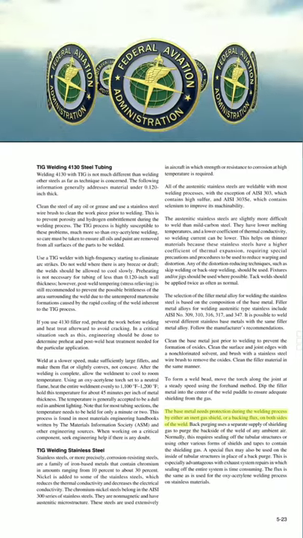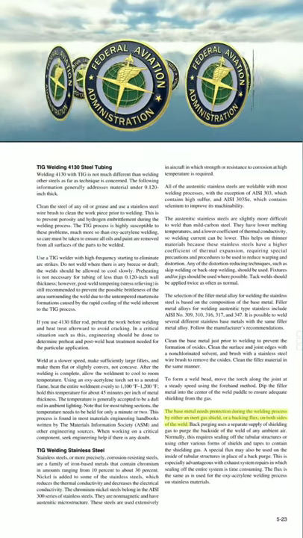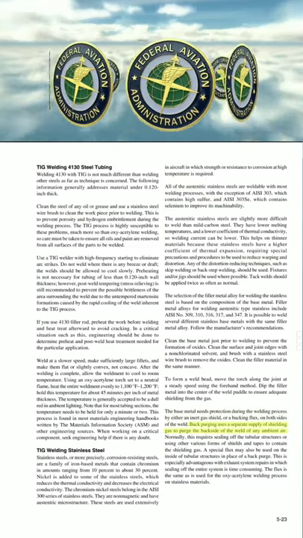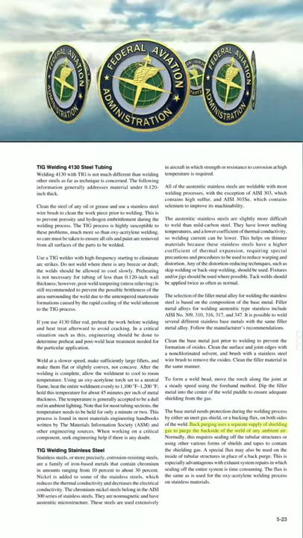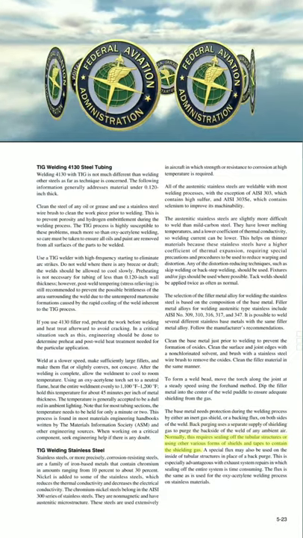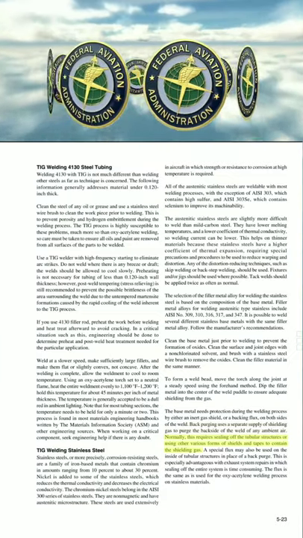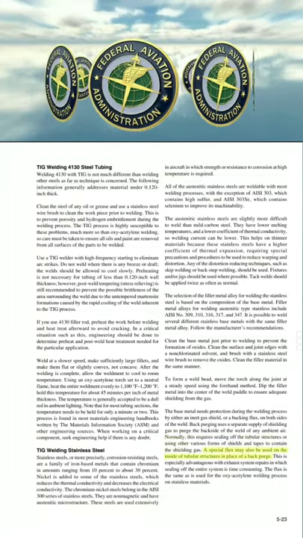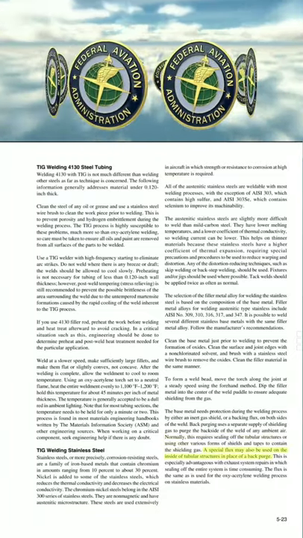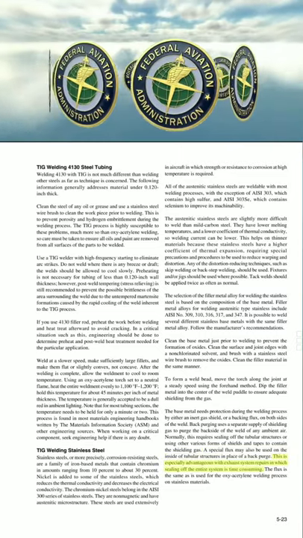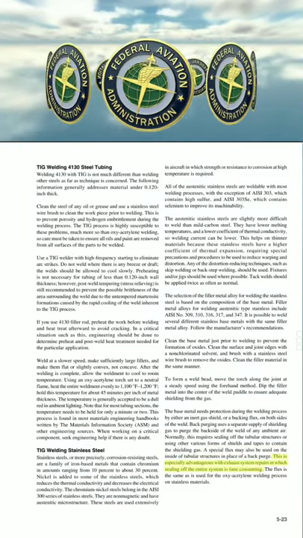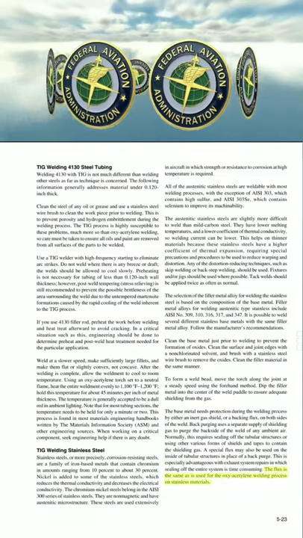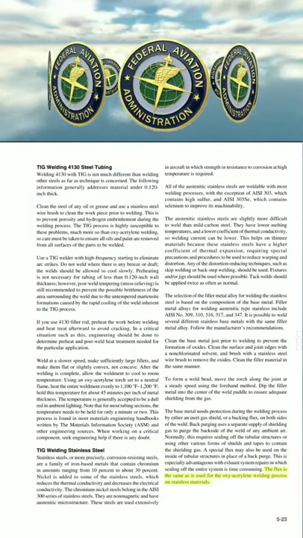The base metal needs protection during the welding process by either an inert gas shield or a backing flux on both sides of the weld. Back purging uses a separate supply of shielding gas to purge the backside of the weld of any ambient air. Normally, this requires sealing off the tubular structures or using other various forms of shields and tapes to contain the shielding gas. A special flux may also be used on the inside of tubular structures in place of a back purge. This is especially advantageous with exhaust system repairs in which sealing off the entire system is time-consuming. The flux is the same as is used for the oxyacetylene welding process on stainless materials.